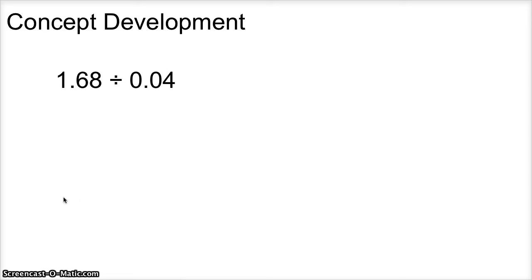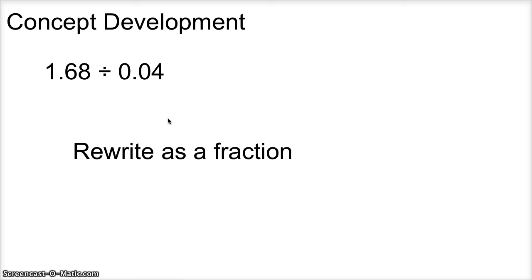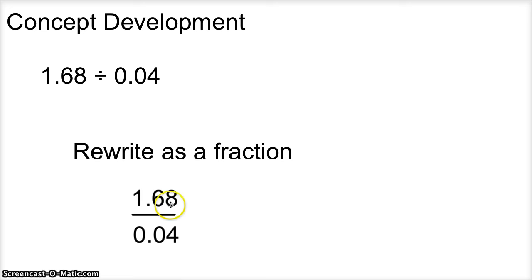Okay, for the next one, I'm changing my number a little bit more. 1 and 68 hundredths divided by 4 hundredths. So what are you going to do first to solve this problem? Rewrite it as a fraction. So let's do that. I have 1 and 68 hundredths over 4 hundredths.